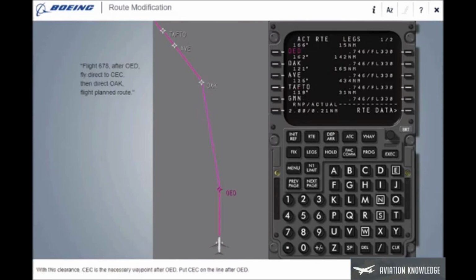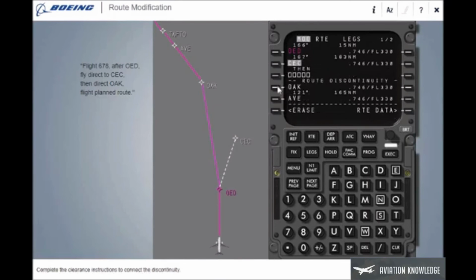With this clearance, Crescent City is the necessary waypoint after Rogue Valley. Put Crescent City on the line after Rogue Valley. Complete the clearance instructions to connect the discontinuity. Execute the modification. The route modifications are complete.